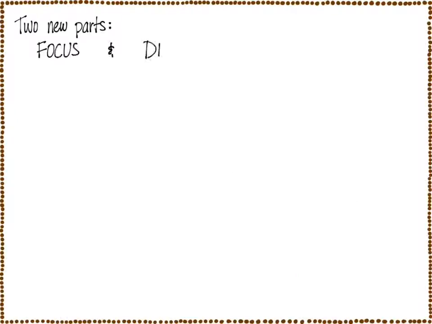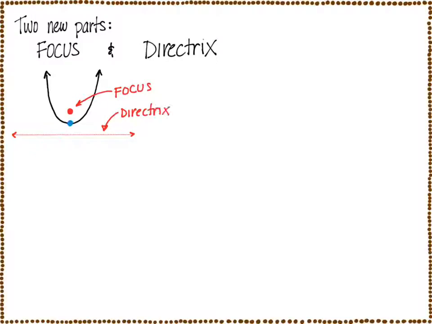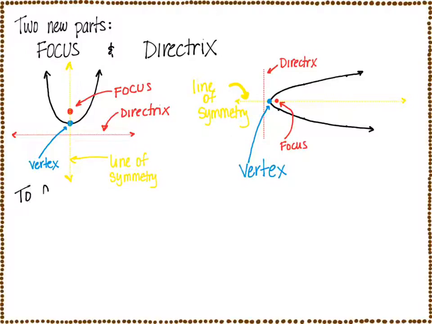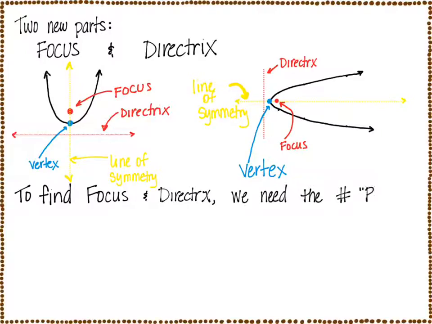So there's two new parts that we're learning about in a parabola, and one of them is the focus and the other is the directrix. Here's just a graph where we can see that we have a parabola, and there's this point right here inside the parabola and this line outside of the parabola. The point is the focus and the line is the directrix. There's also that vertex that we know, and we have the line of symmetry that we have talked about in the past. So, to find our focus and directrix, we're going to need this number p.